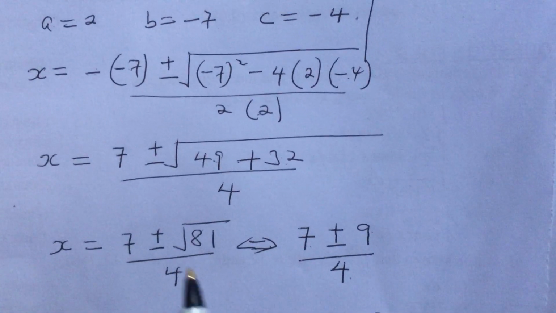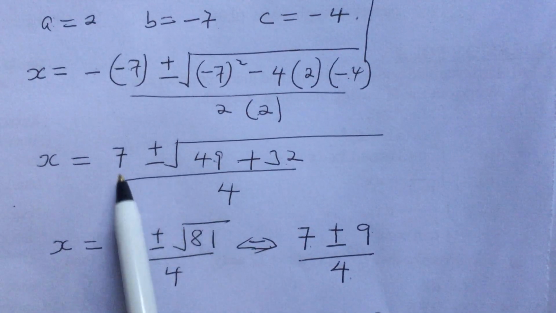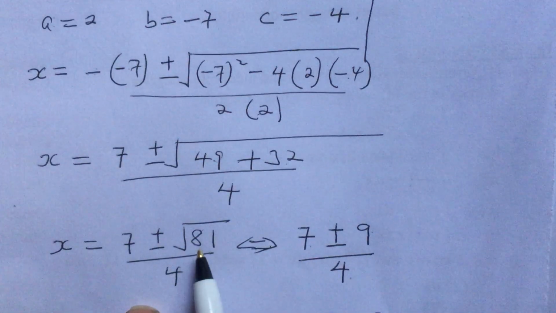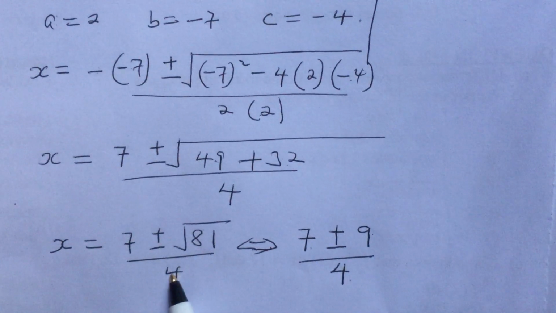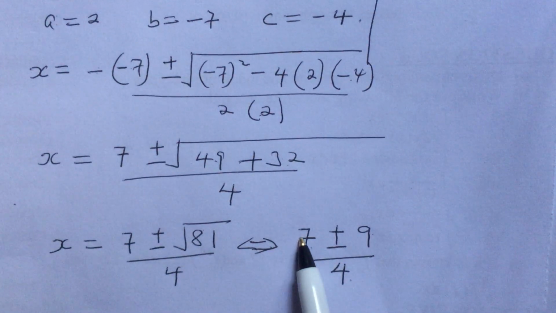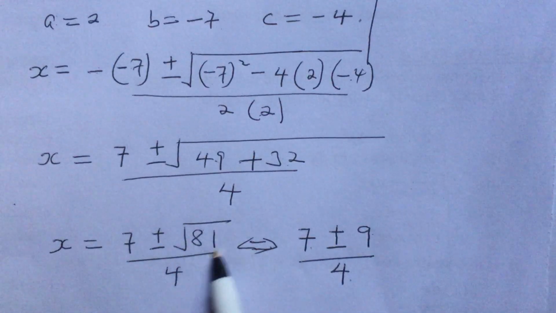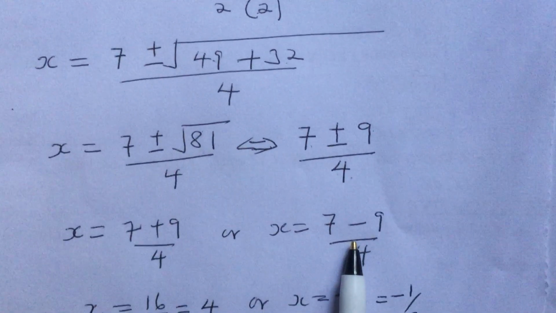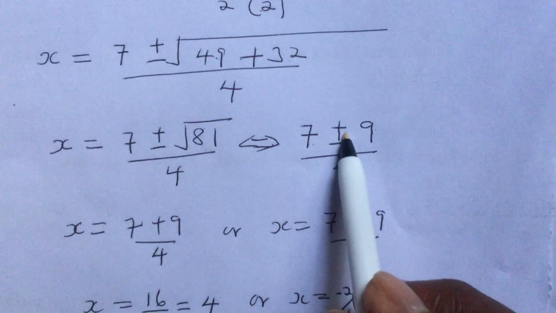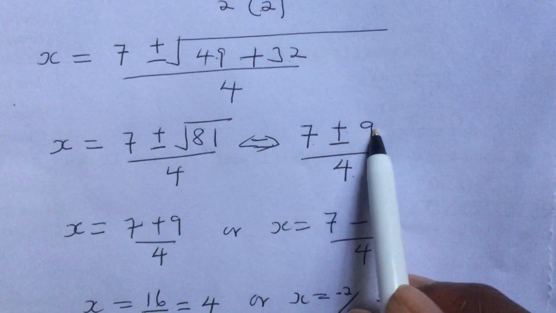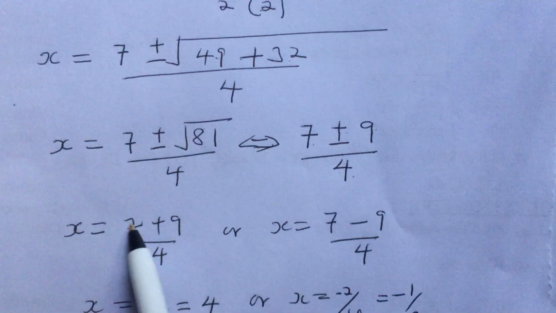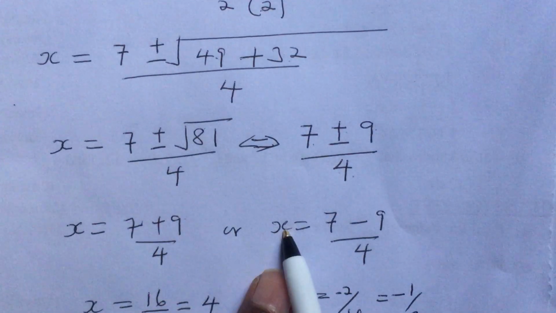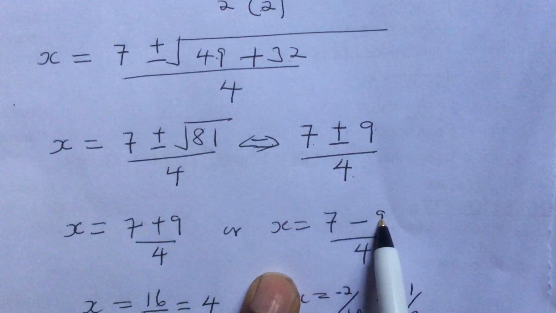Now from there, we proceed with x equals 7 plus or minus the root of, remember, 49 plus 32 gives us 81, then all over 4. This can be simplified into 7 plus or minus the square root of 81, which is 9, then all over 4. Once we are at this point, we now separate this. We take one with positive and the other one is negative. So x will be 7 plus 9 all over 4, or x could be 7 minus 9 all over 4.